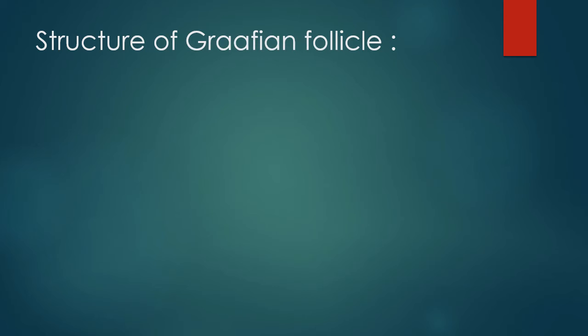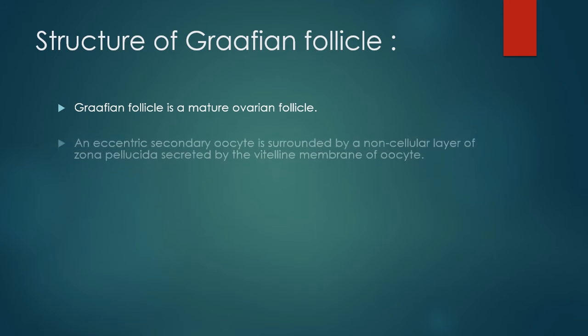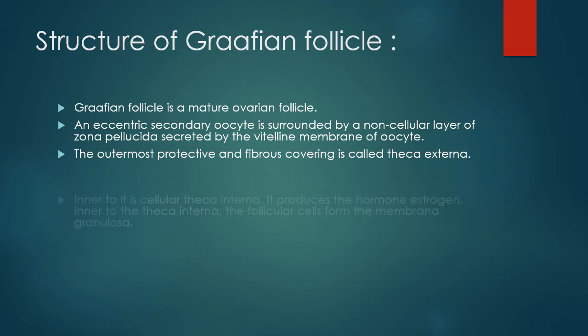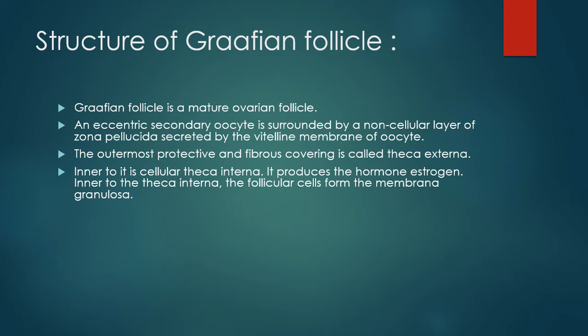Structure of Graafian follicle. Graafian follicle is a mature ovarian follicle, and the eccentric secondary oocyte is surrounded by a non-cellular layer of zona pellucida secreted by the vitelline membrane of the oocyte. The outermost protective and fibrous covering is called theca externa. Inner to it is the cellular theca interna. It produces the hormone estrogen.